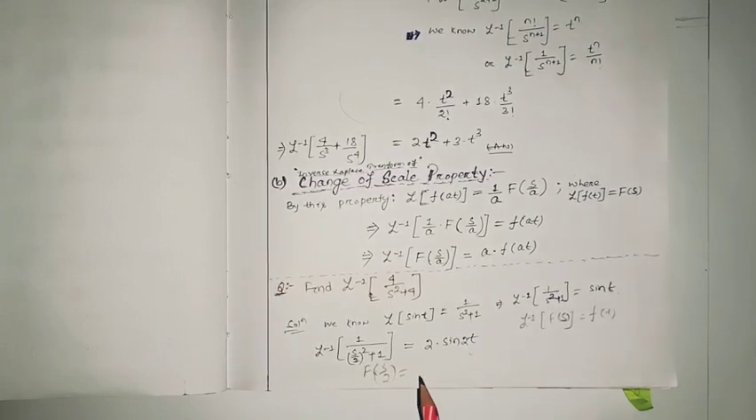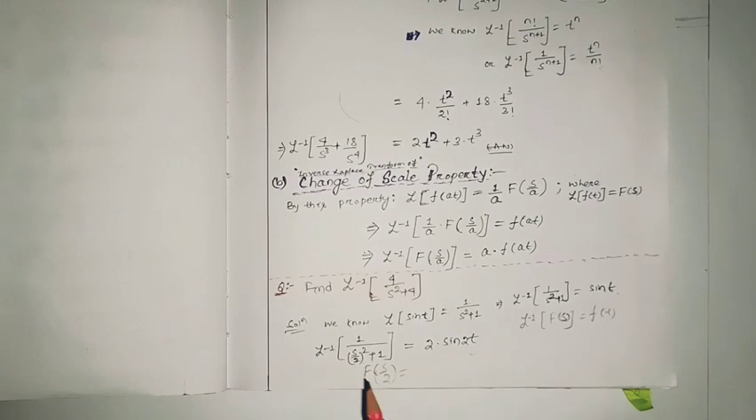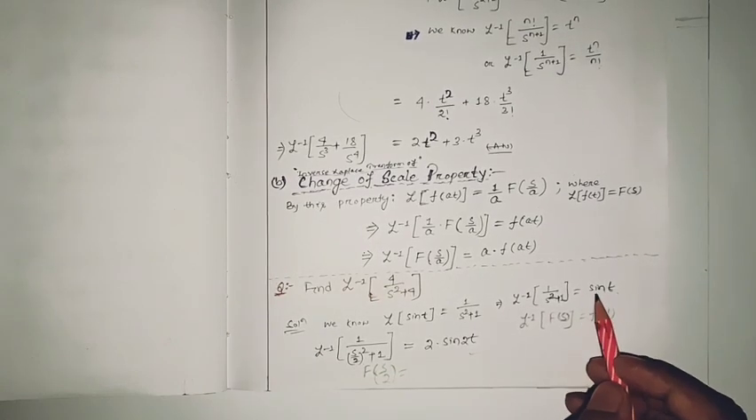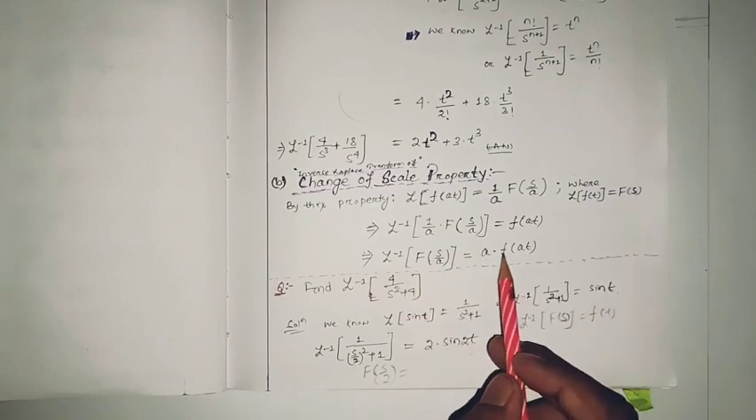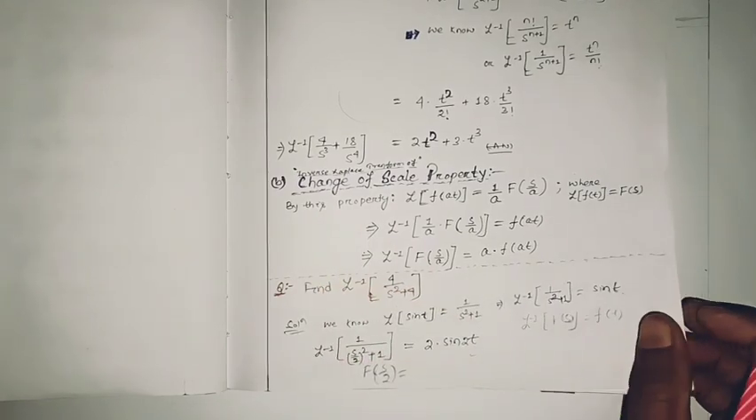So the answer will be 2 into sin 2t, because f of t is the answer of the inverse Laplace transform of capital F of s. Okay, so if we are going to consider the inverse Laplace transform of F of s by 2, then the answer will be 2 into sin 2t according to this property. So the inverse Laplace transform of 1 by (s by 2) square plus 1 will be equal to 2 into sin 2t according to the change of scale property.